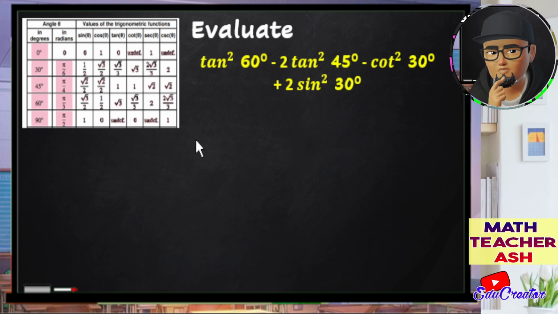And then cotangent squared 30, that is cotangent, here. We have square root of 3, and since that is squared, square root of 3 squared, you have 3. And finally, for 2 sine squared 30, that is the same here, so that is 1/2. 1/2 squared, then the answer of that, you multiply by 2. Now you have the simplified versions of your terms, and then solve each term.